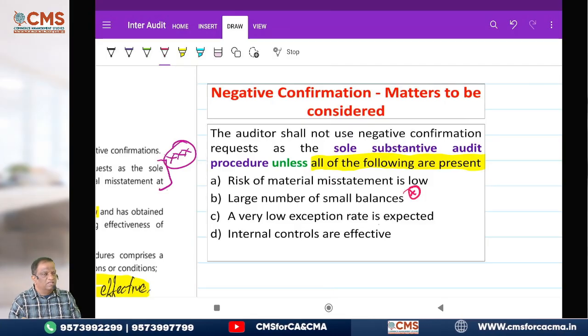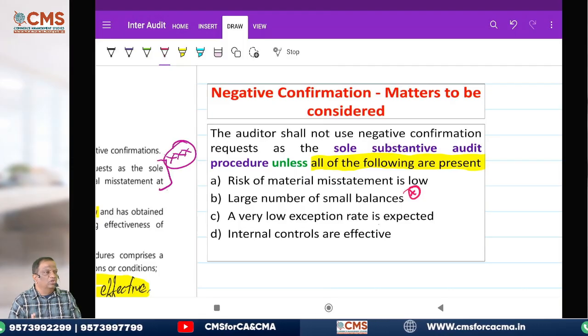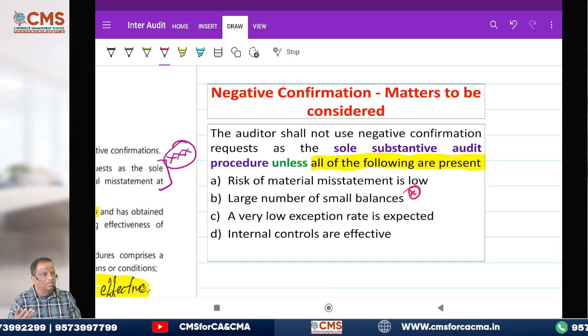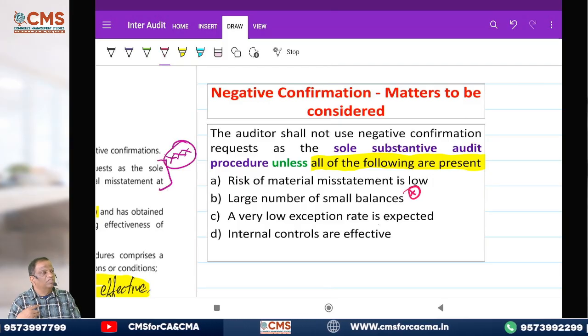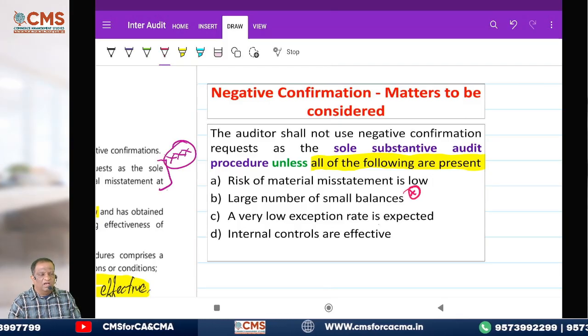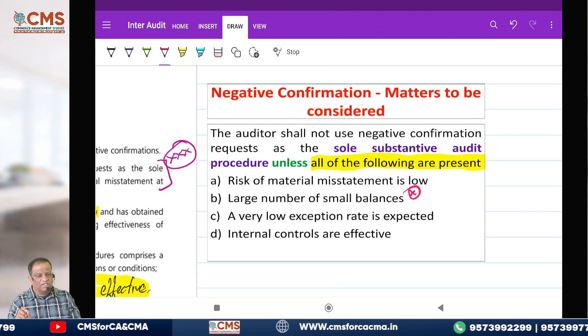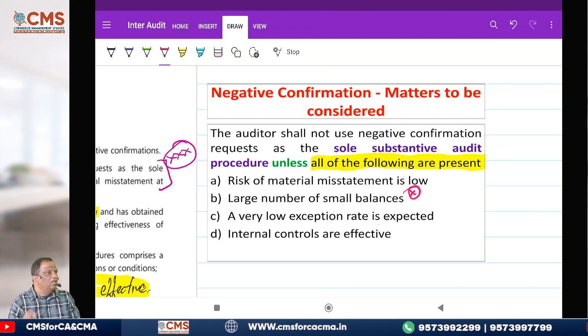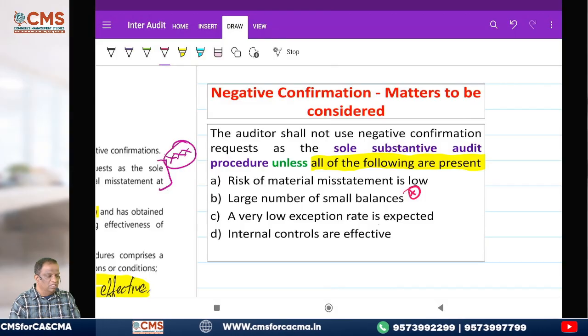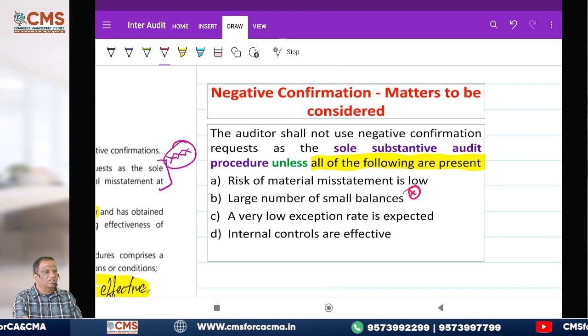But that is your own logic. Others may not understand that. Just because you didn't respond, that doesn't mean that you are agreeing with me. So that's where ICAI also knows it. And ICAI says, don't depend on negative confirmation. Always try to send positive confirmation. So this is the background of that conversation.